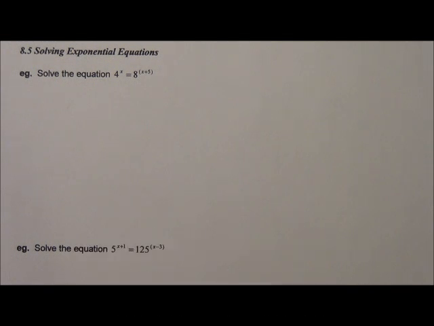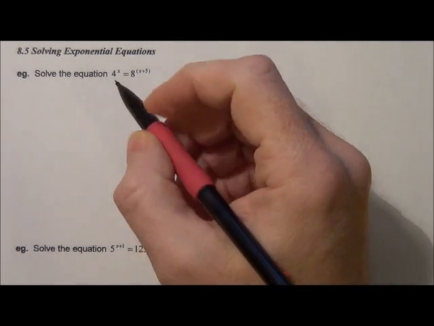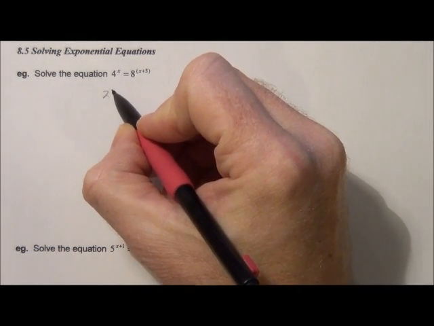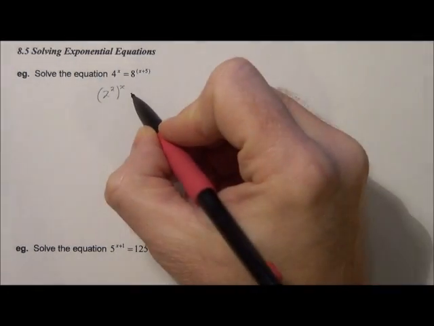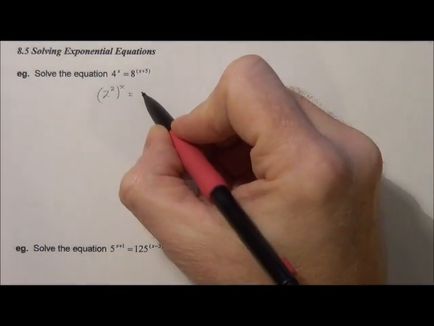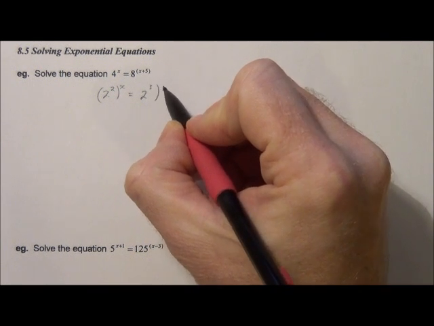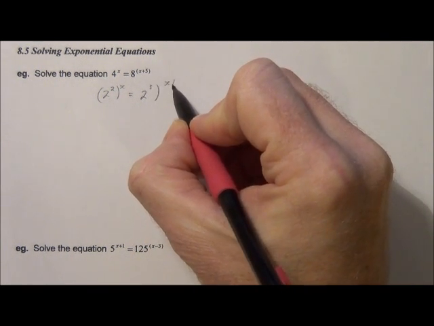So 4 and 8, think about those. They will have a common base, or you could write them as powers of common bases. And that common base would be 2. So let's change 4 to 2 squared to the power x, and then 8 can be written as 2 cubed to the x plus 5.